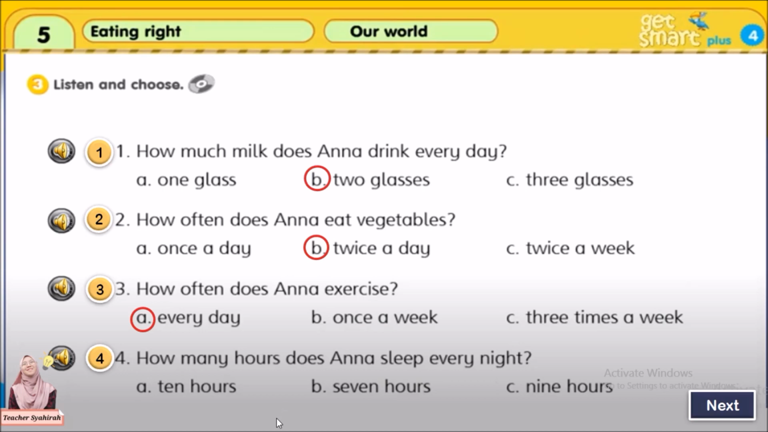Okay, how many hours does Anna sleep every night? 10 hours, 7 hours, or 9 hours? The answer is 9 hours.